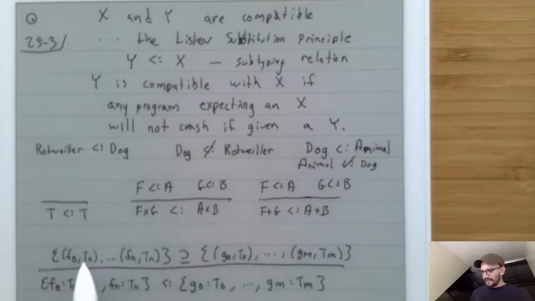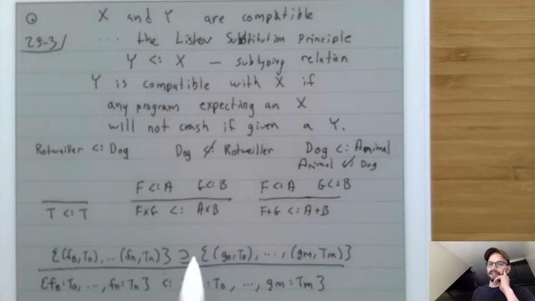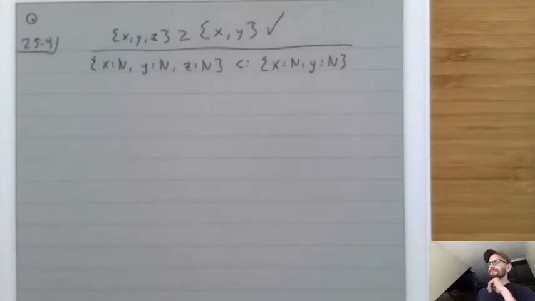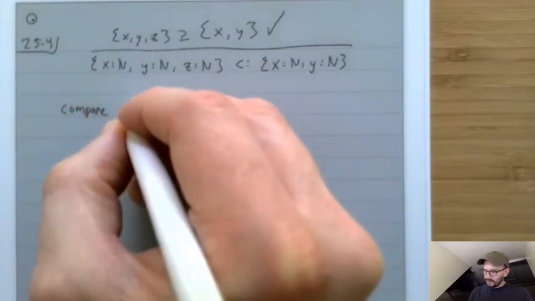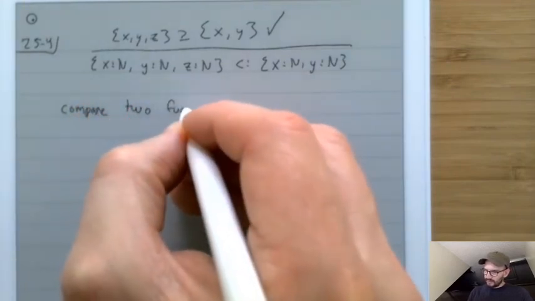Right now, imagine that F0 and G0 are the same. We're saying that their types have to be exactly the same. But what we could do is say that their types have to themselves be compatible. So we can make this rule more complicated. All right. However, the more interesting rule for when things are compatible is when we compare two functions.